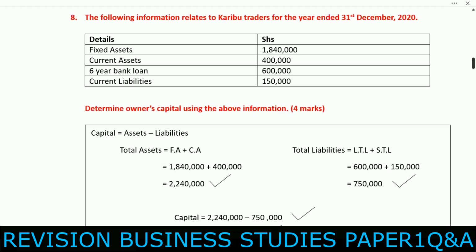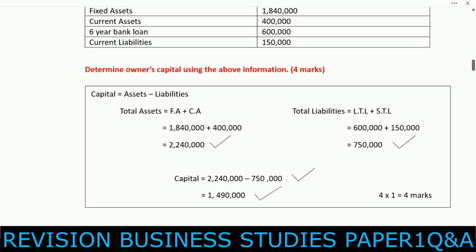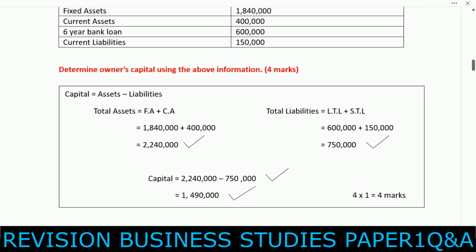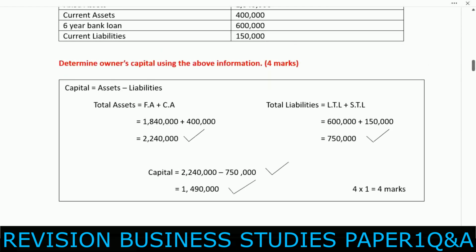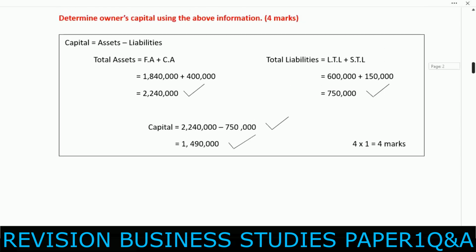6-year bank loan, you can see that. Current liabilities, you can see that. You are told determine owner's capital using the above information. That is how you determine capital: capital is equal to assets minus liabilities, and this is how the calculation is done. You can see that it is a very simple one. You can also do that by yourself.